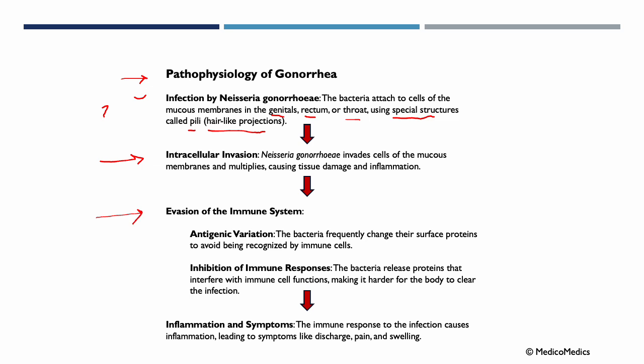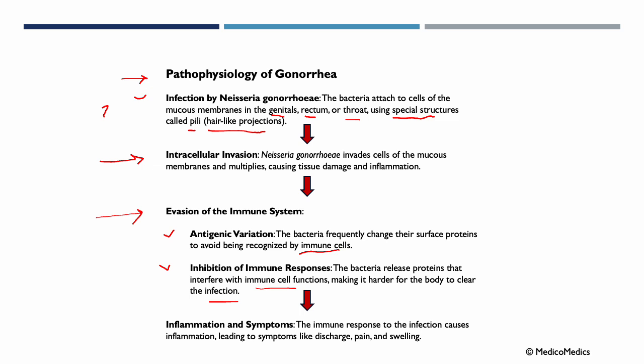Now we have evasion of the immune system. So there is antigenic variation. The bacteria frequently change their surface proteins to avoid being recognized by immune cells. Furthermore, there is inhibition of immune responses. The bacteria, gonorrhea, releases proteins that interfere with immune cell functions, making it harder for the body to clear the infection.